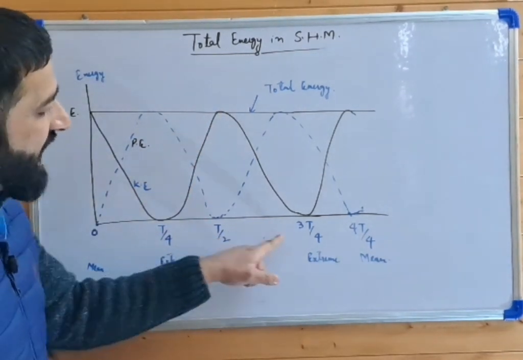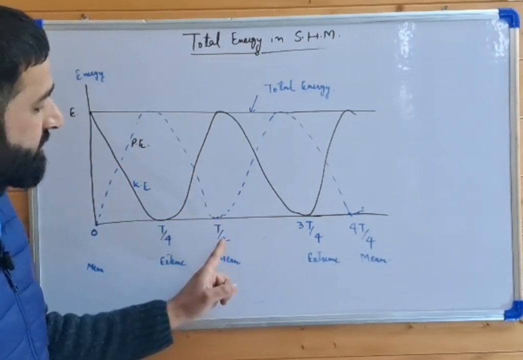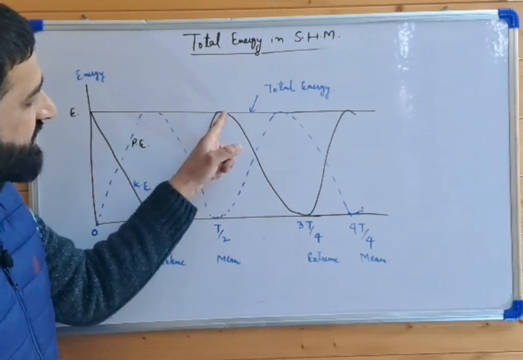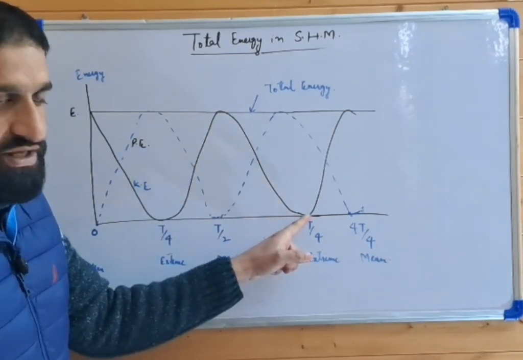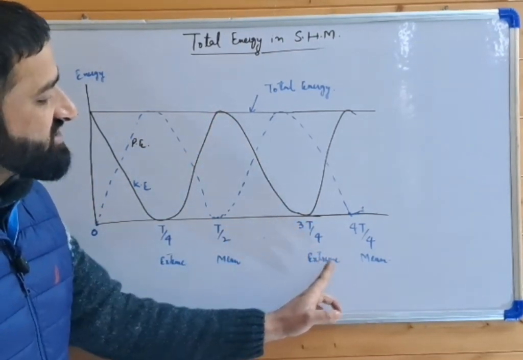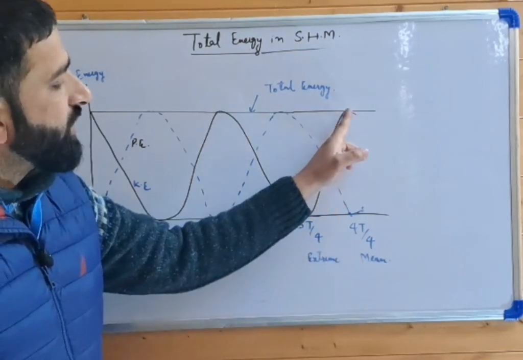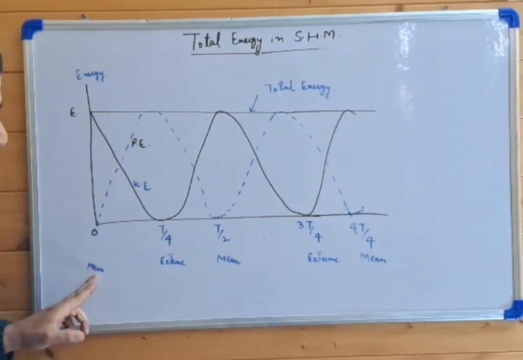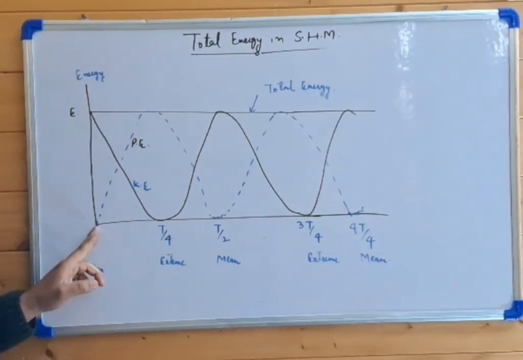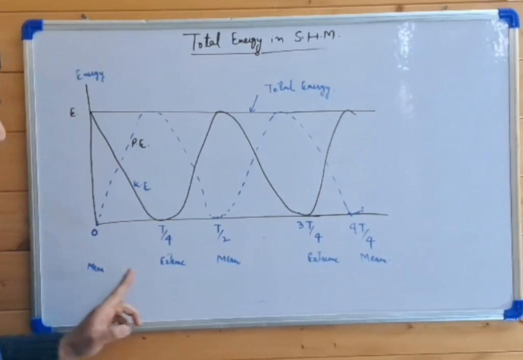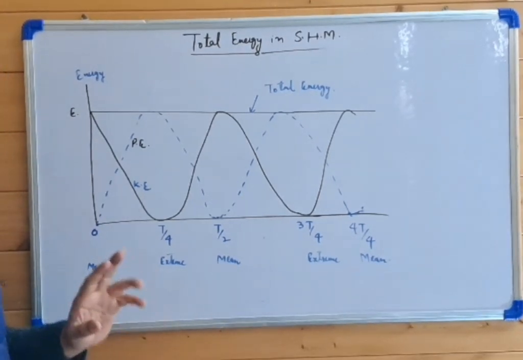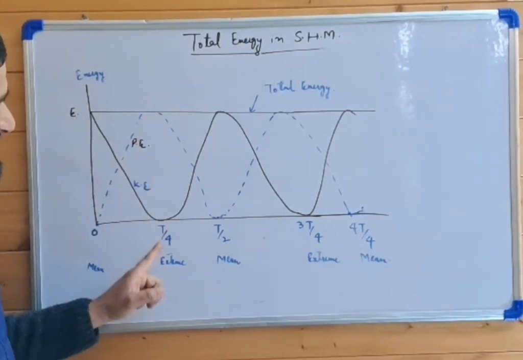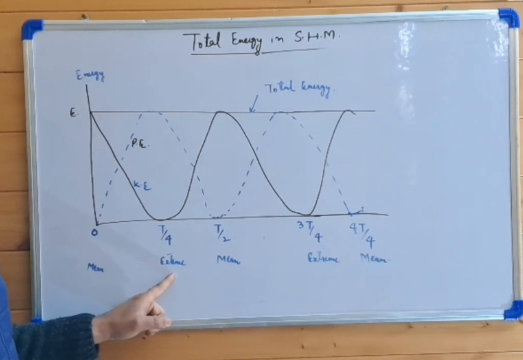Now, again, from T by 2 to 3T by 4, the body goes from mean to extreme position. That means the value of the kinetic energy again decreases to 0. When coming back from extreme to mean position, the kinetic energy increases from 0 to the maximum value. Now, seeing the potential energy at mean position, as the displacement is equal to 0, the potential energy is equal to 0. When the body goes from mean to extreme position, as the displacement increases, the potential energy increases from 0 to maximum value, because at extreme position, the value of the displacement is maximum.